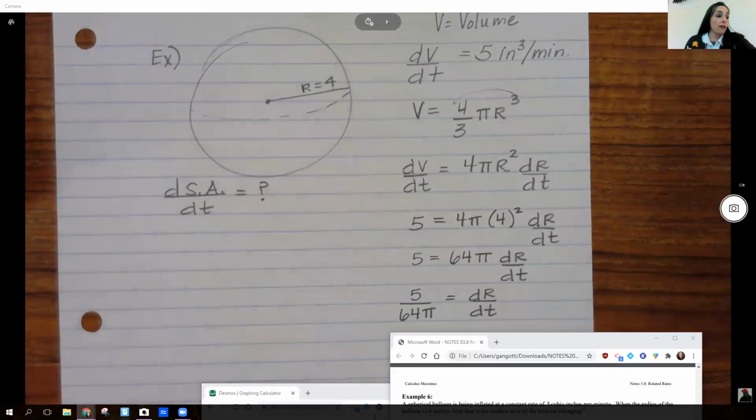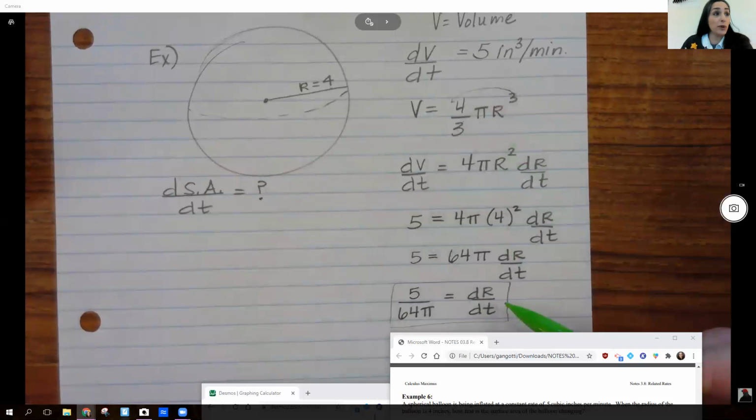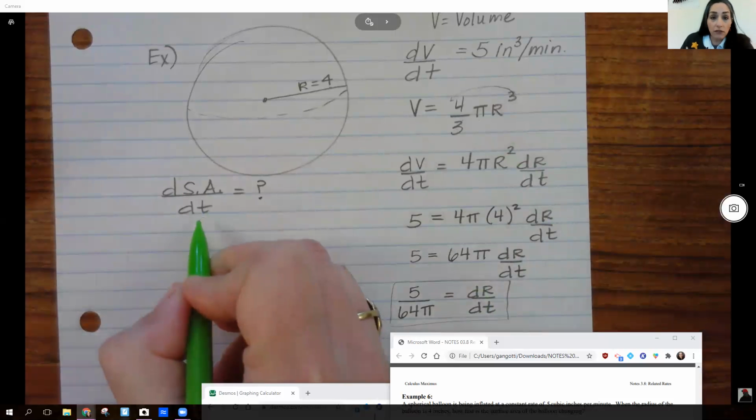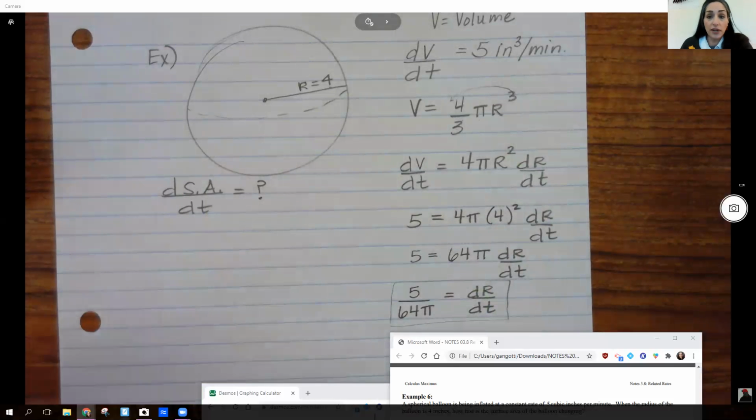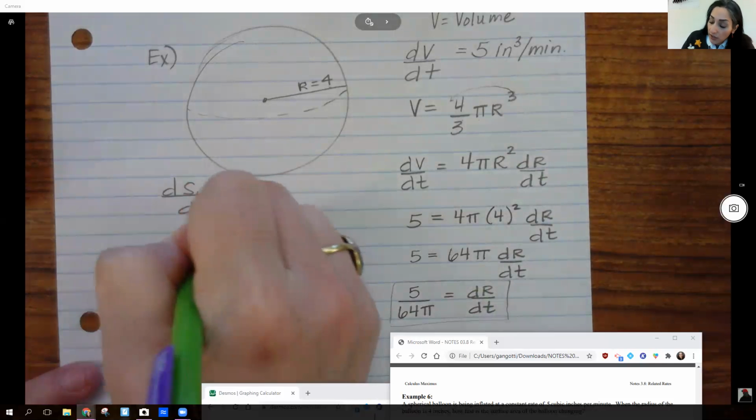All right, so now this is just gonna hang out over here because there's gotta be a reason we were given this information. We're probably gonna have to use this. So now the final answer is the surface area. How fast is the surface area changing? Well, we need a surface area formula.